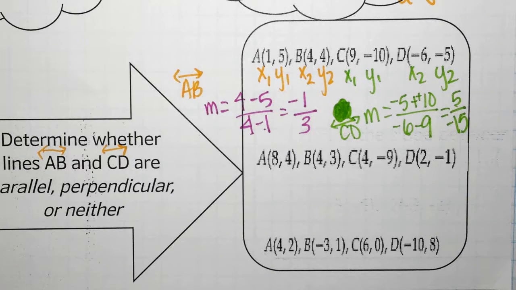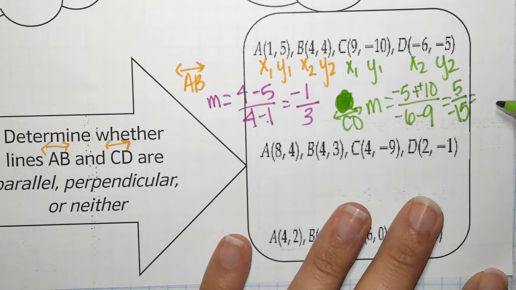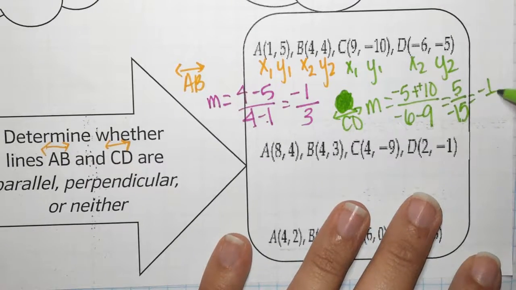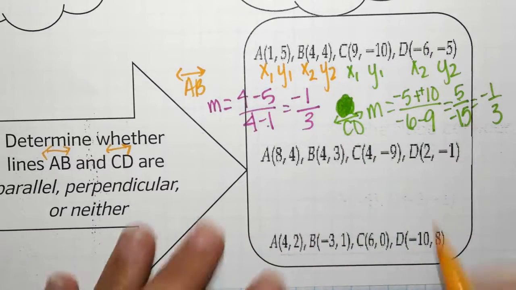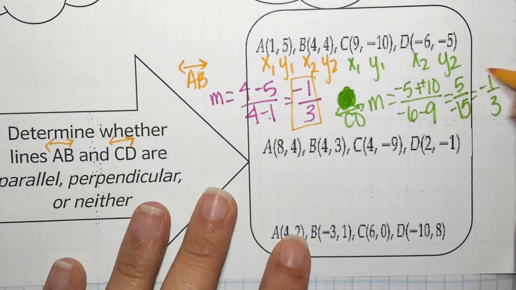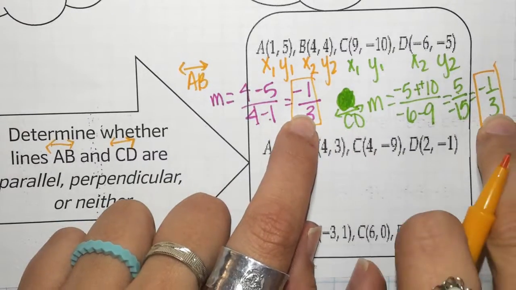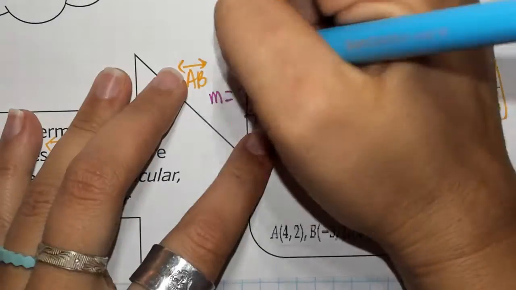What is 5 over negative 15 reduced to? Negative 1/3. What number goes into both 5 and 15? 5. What's 5 divided by 5? 1. What's 15 divided by 5? 3. Are these two the same? Yeah. So are the lines parallel, perpendicular, or neither? Parallel.